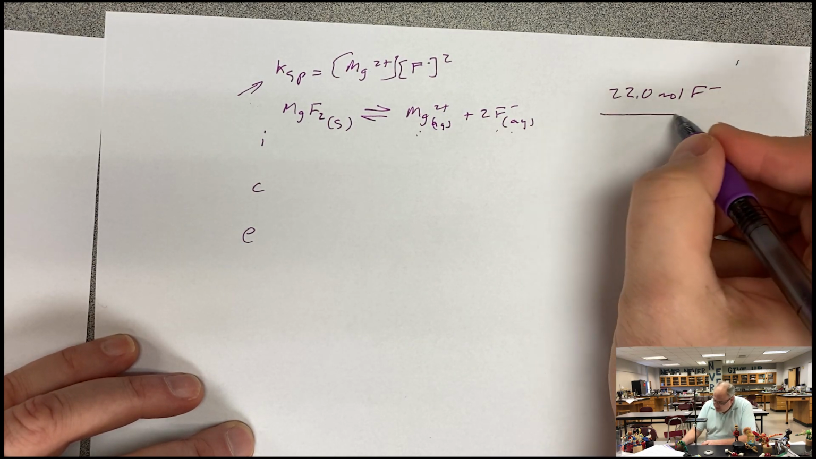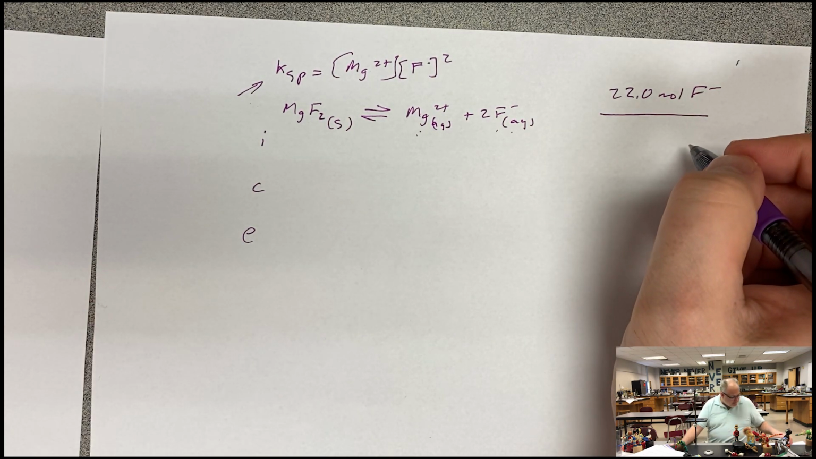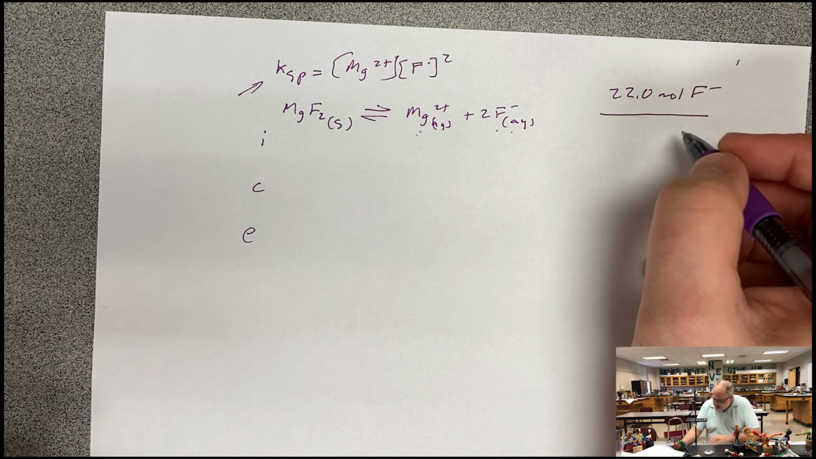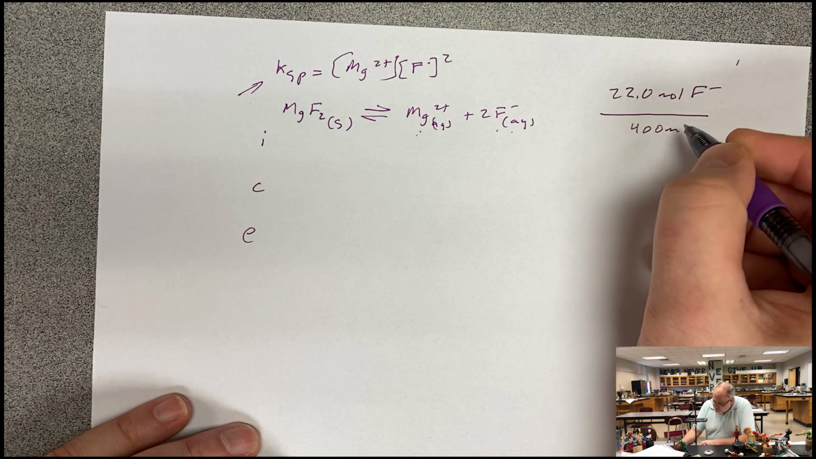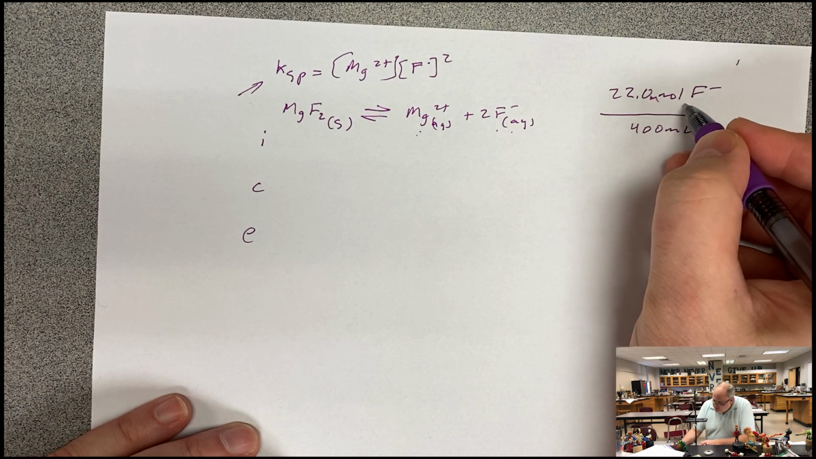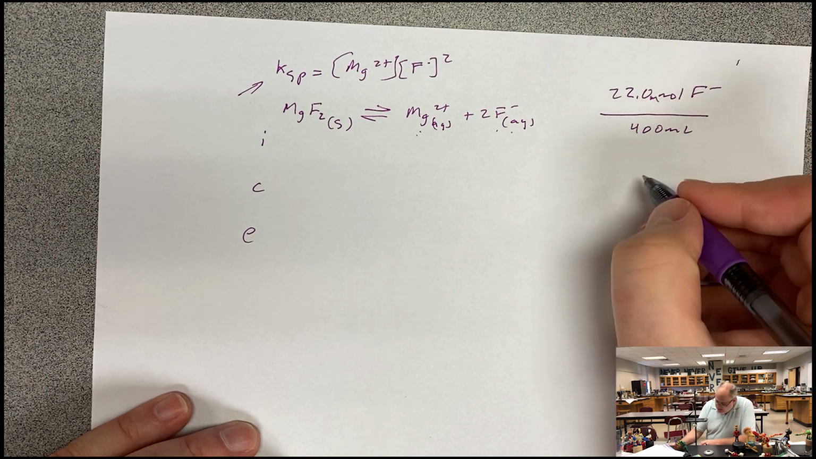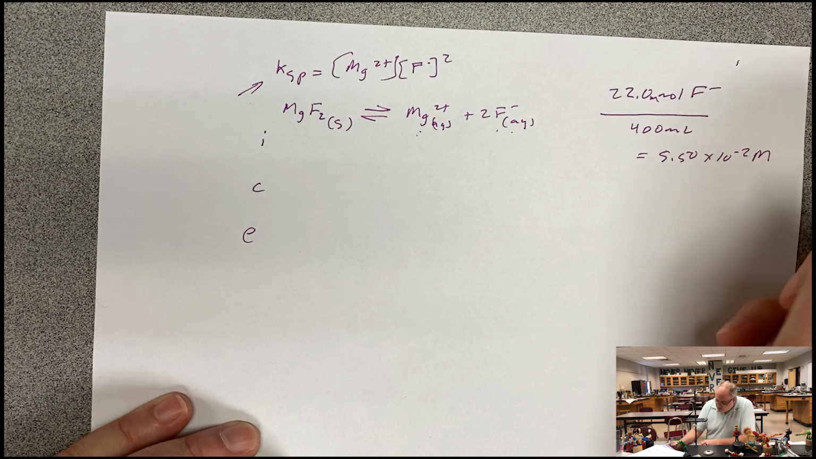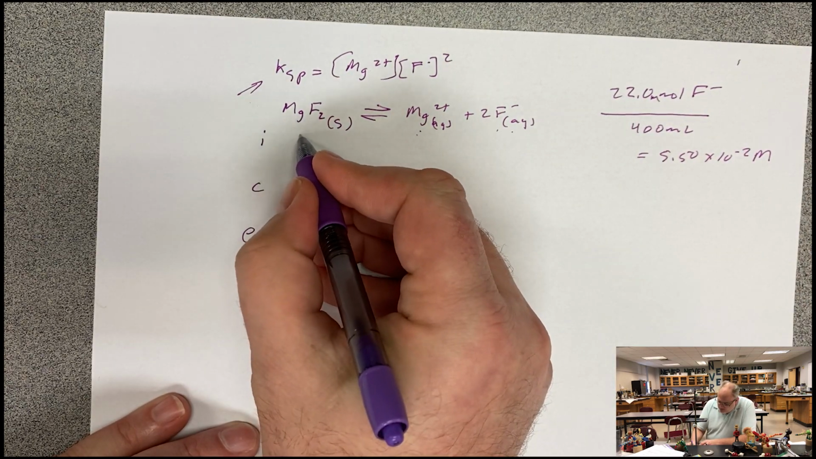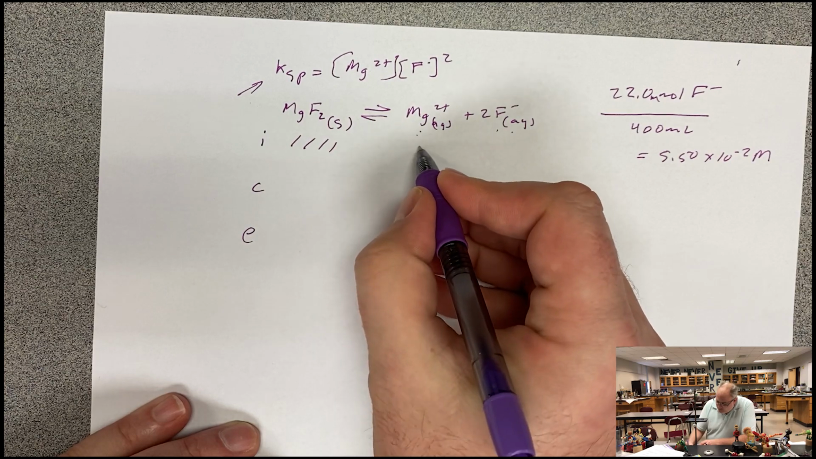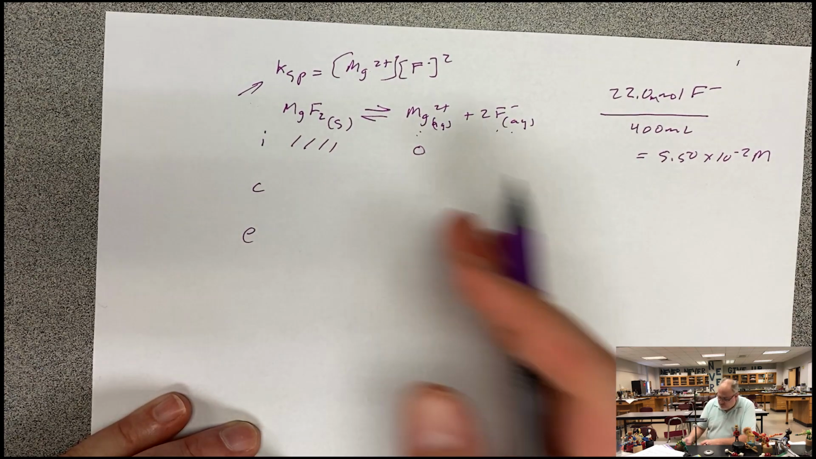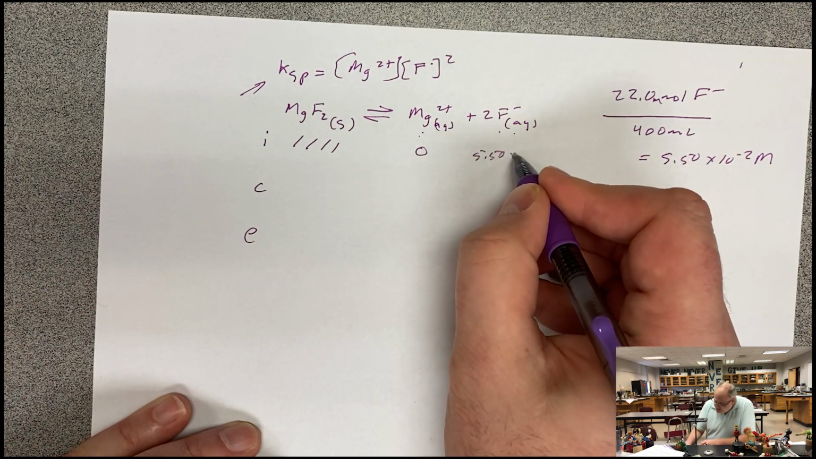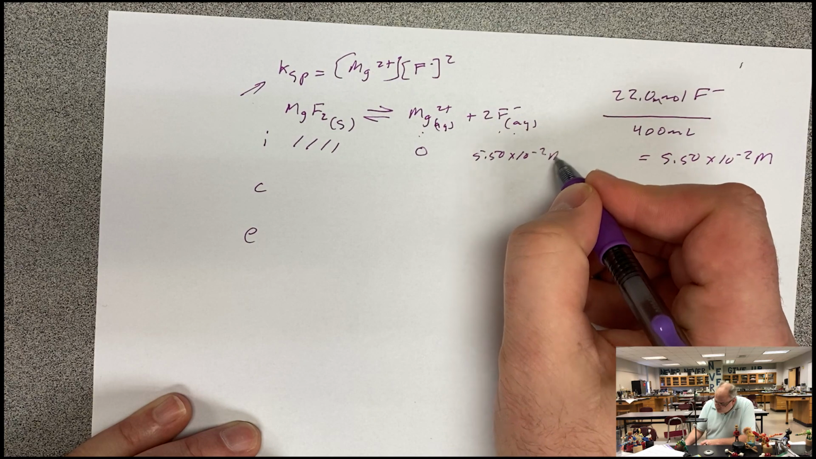But I want to convert that into molarity. In order to do that, mustn't I divide by my overall volume, which in this case is 400 milliliters? If I divide 22.0 millimoles by 400 milliliters, I'm going to end up with 5.50 times 10 to the negative 2 molar. So in my initial quantities, we don't care about this step, but we do care that we have 0 of this because it's been all used up when we formed the MgF2 in the beginning, and we're going to have 5.50 times 10 to the negative 2 molar here.